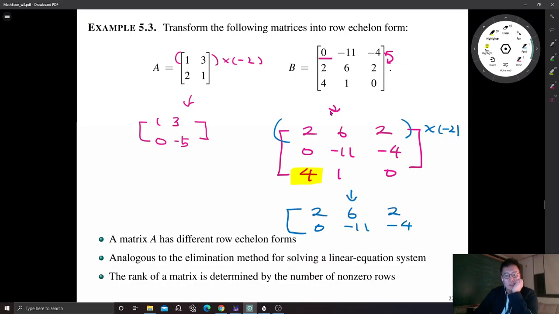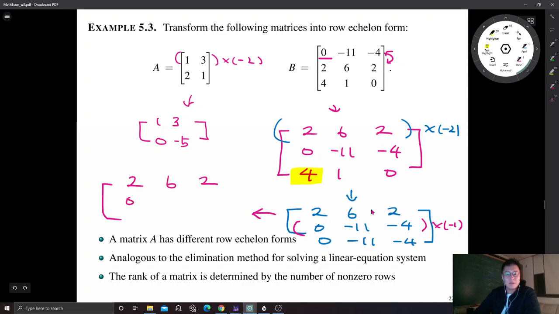That addition gives us 0, negative 11, and negative 4. Then the third row has to have more leading 0s than the second row, but the second row and the third row are the same. So we just multiply the second row by negative 1 and add it to the third row, and we can transform one more time: 2, 6, 2, 0, negative 11, negative 4, and 0, 0, 0.